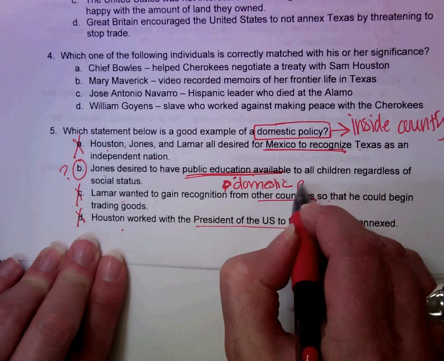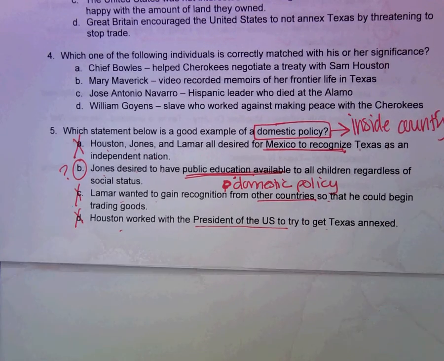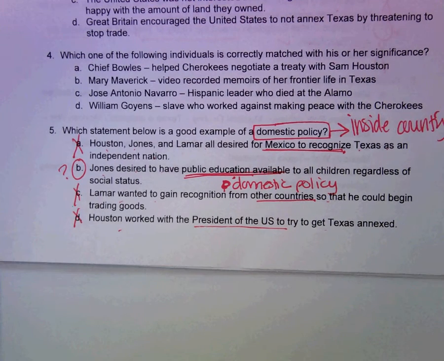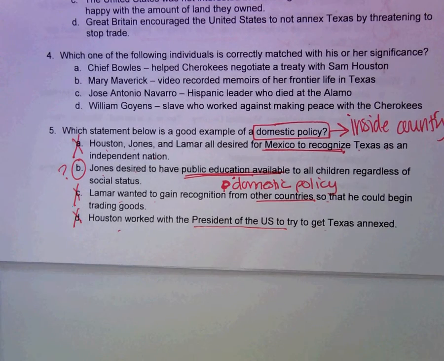Okay, this is a domestic policy. This is within the borders of Texas. Now, is Jones the father of education? No. Was I asking for a true or correct statement in this question? No. What was the question asking? Domestic policy. Which is a domestic policy? Okay, I only wanted to know domestic policy. I was not looking for a true or a false statement.